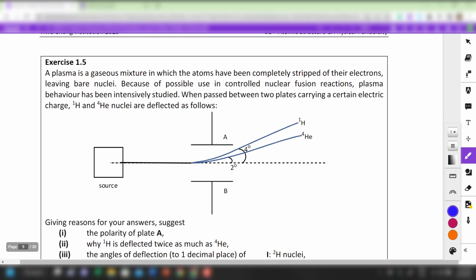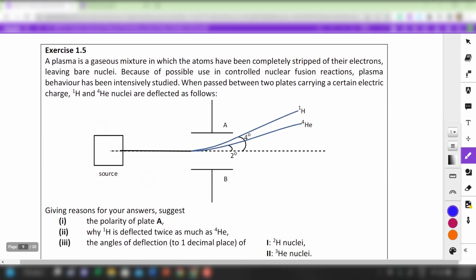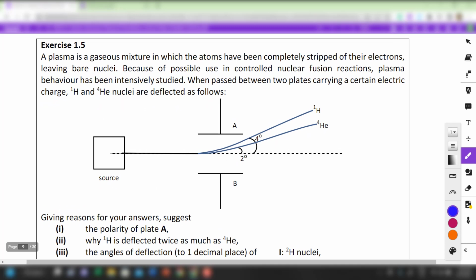Exercise 1.5. Again, similar to what was mentioned for exercise 1.2, you might want to pause the video now so that you can work on your own, and after you are done, just continue playing the video. For exercise 1.5, we have a plasma. It's a gaseous mixture in which the atoms have been completely stripped of their electrons, leaving bare nuclei. Because of possible use in controlled nuclear fusion reactions, plasma behavior has been intensively studied. When passed through two plates carrying a certain electric charge, 1H and 4 helium nuclei are deflected.